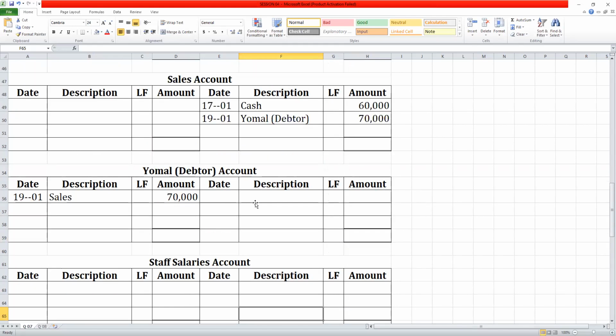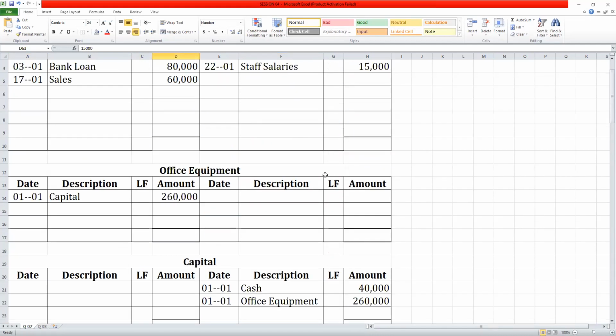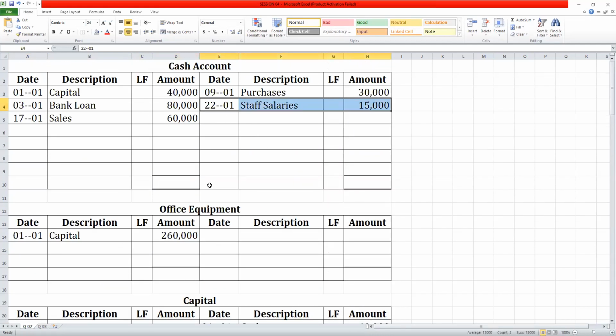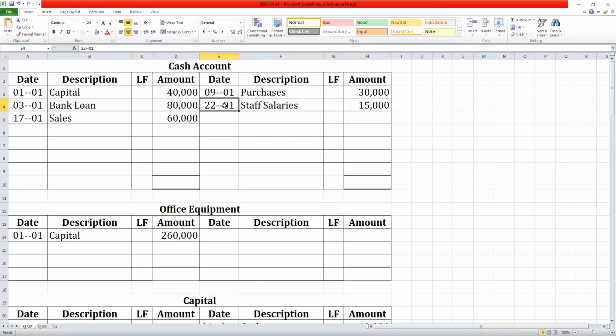Now what we have done, as the transaction on 22nd, we have paid the salaries. So the date is 22nd of January. Description cash. This has been paid out of cash. 15,000. Salaries debit 15,000. Cash credit 15,000. Principles: increase in expense debit, decrease in assets credit.